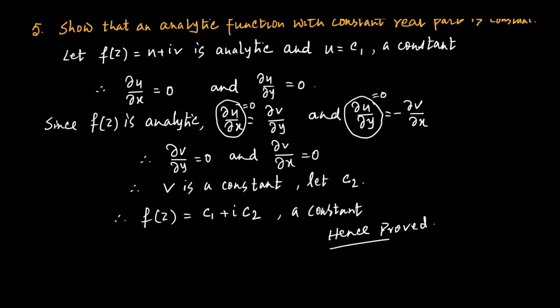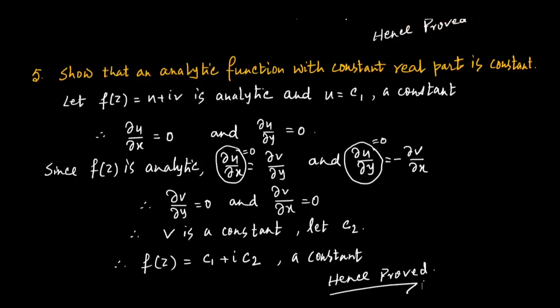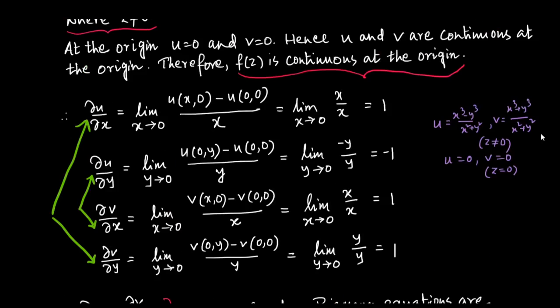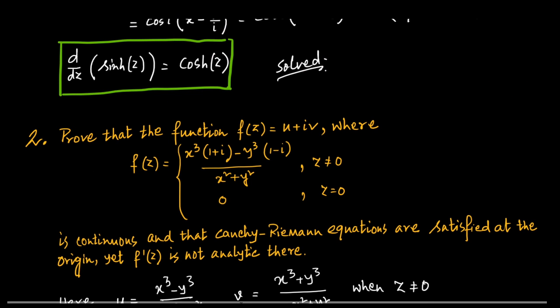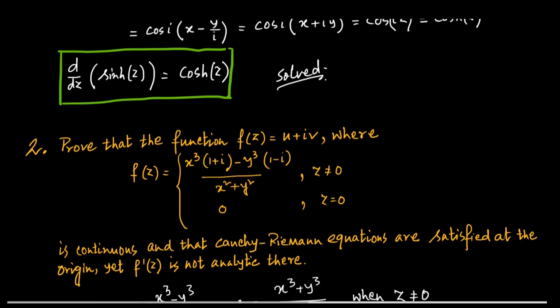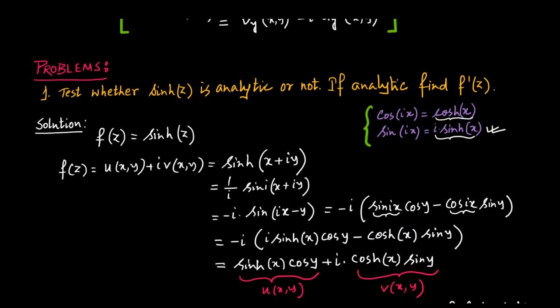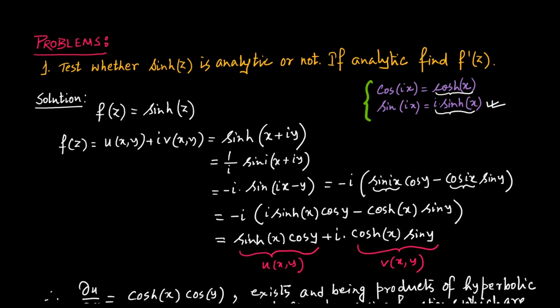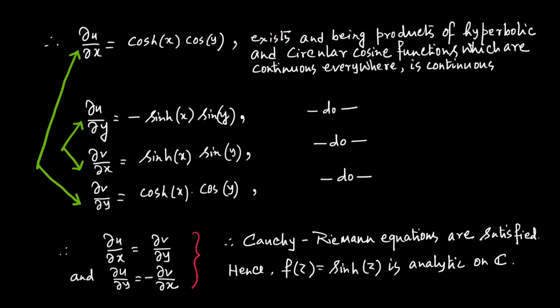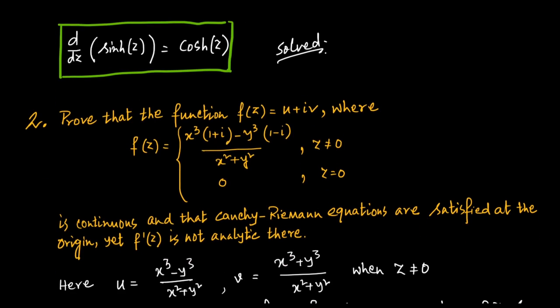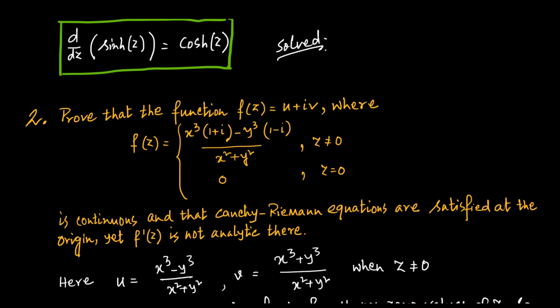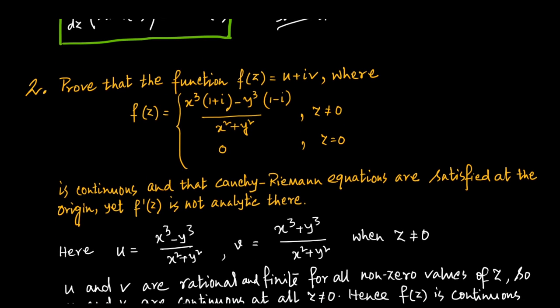So we have so far solved five different types of problems in our discussion today. If you go through from the beginning, first, we had shown how you can test whether a function is analytic on a region. Second, we have discussed functions analytic at a point, and we got a very important observation that the function being continuous and satisfying Cauchy Riemann equation at a point does not imply that the function is analytic there.